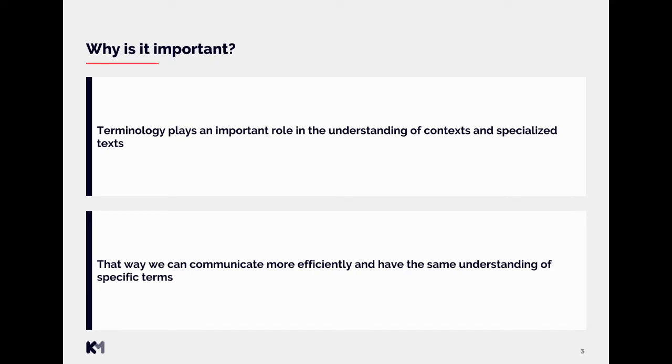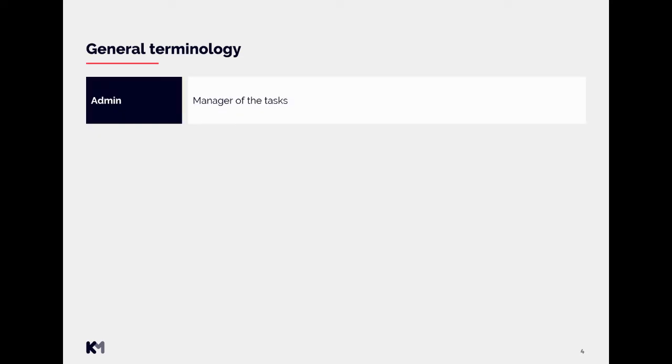Why is it important? Well, terminology plays an important role in understanding of context and specialized text and words. That way we can communicate more efficiently and have the same understanding of all kinds of terms and words. So let's take a look at the general terminology here at Knowmore.